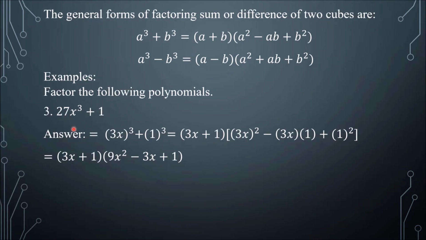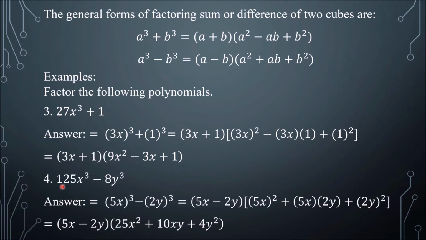Next, number 3, 27x cubed plus 1. So 27x cubed is 3x, quantity cubed. 1 is 1 cubed. So this is a sum of two cubes. So following format A or format 1, we have a plus b, 3x plus 1, a squared, 3x squared, minus ab, minus 3x times 1, because b is 1. And then b squared, that's 1 squared. Simplifying that, we have 3x plus 1 times 9x squared, that's 3x squared, minus 3x, plus 1.